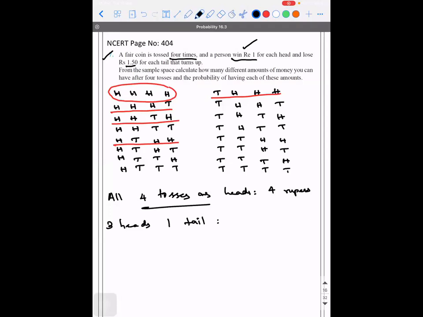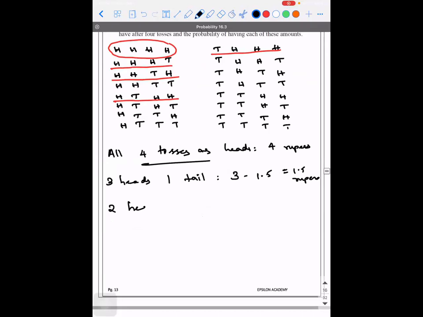In whatever order you get, 3 heads means you gain 3 rupees, minus 1 tail means you lose 1.5. It will be 1.5 rupees. It's not about the order. Suppose I get 2 heads and 2 tails. What will be the answer? 2 minus 3. There is a loss of 1 rupee.